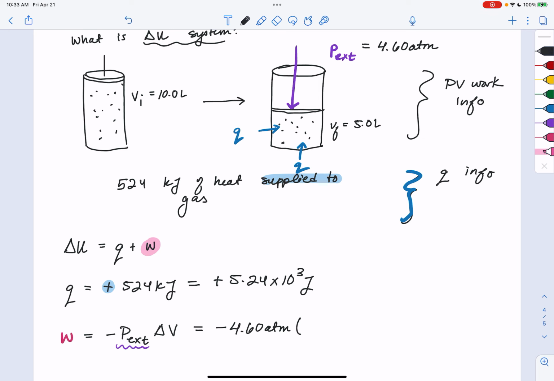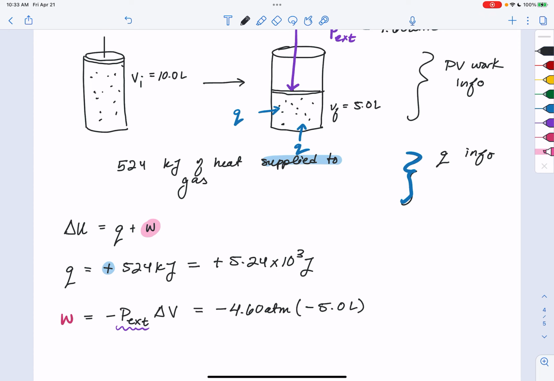And then my change in volume, I started at 10, wound up at 5. So final minus initial, this gives me negative 5.0 liters was my change. So then if I am going to figure out my amount of pressure, volume, work, I need to take this product, which will ultimately become positive. So I've got 4.6 times 5, and then to 2 sig figs, which is all I have anyway, it's a whole number. That is 23, and this is liter atmospheres.